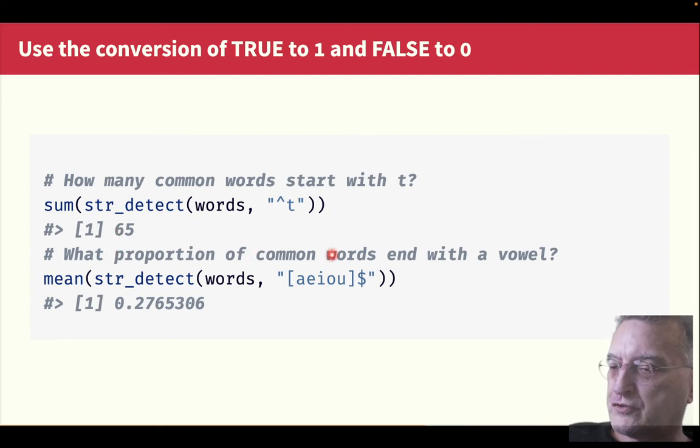What proportion of common words end with a vowel? So these are all the vowels except for Y, which is only sometimes a vowel. Y is not always a vowel at the end of a word. So anyway, these are the letters that always function as vowels, so any of these followed by the end of the string. So 27% of them, and this is the mean, the average of those. So 27% of the words contain a vowel as the last letter.